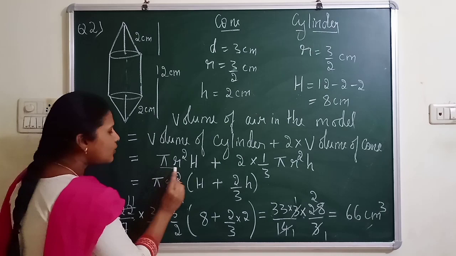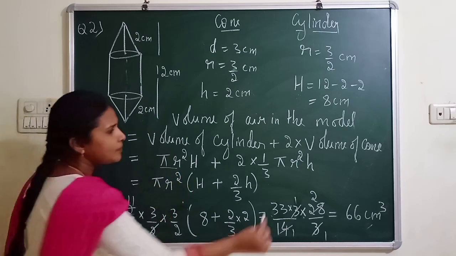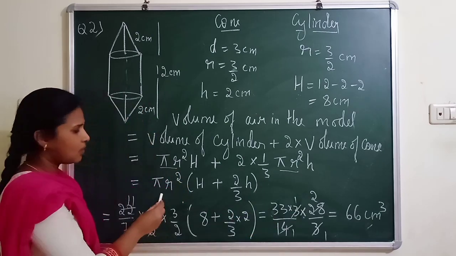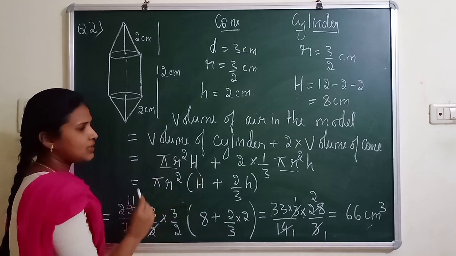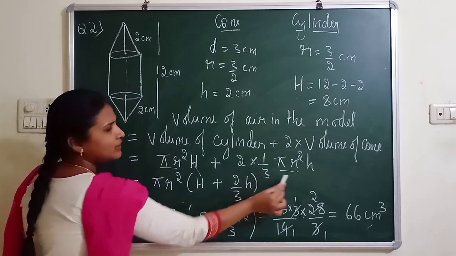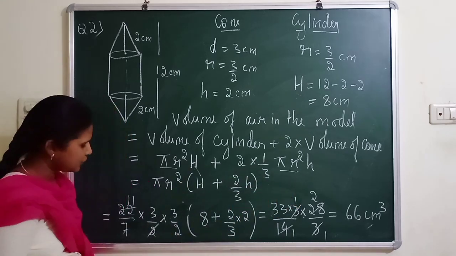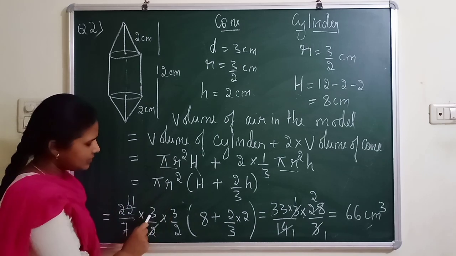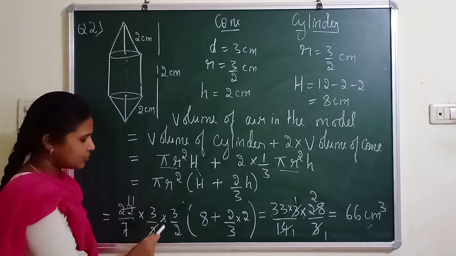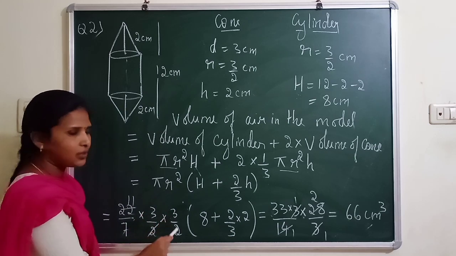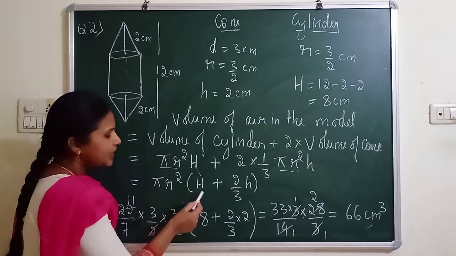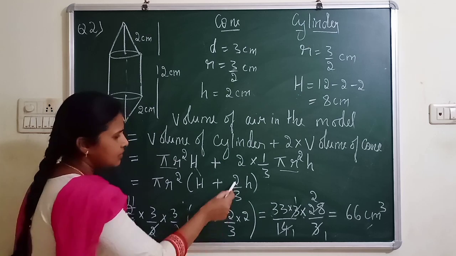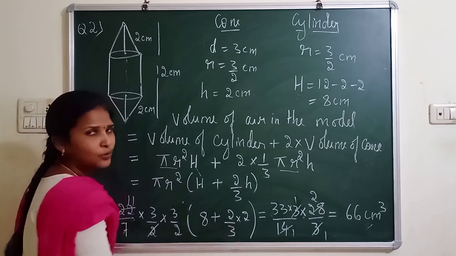Now, in this, what can you take common? Pi r square and pi r square. Take it common in the bracket. H is remaining and 2 by 3 h is remaining. Now substitute pi as 22 by 7. R is 3 by 2. You have r squared, so write it 2 times: 3 by 2 into 3 by 2. In the bracket, h is 8 plus 2 by 3 and height is 2.